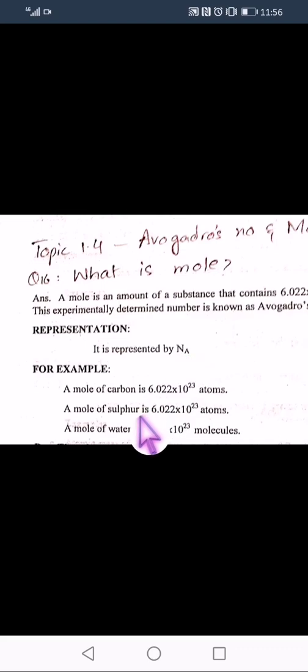For example, a mole of carbon. If I ask how many particles a mole of carbon contains, you will say a mole of carbon contains 6.022 × 10^23 atoms. A mole of sulfur contains how many? 6.022 × 10^23 atoms. A mole of water contains how many molecules? 6.022 × 10^23 molecules. Thank you.